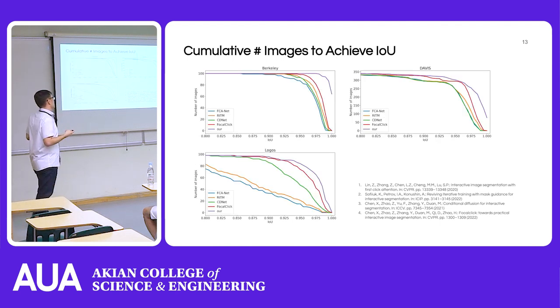The next metric is the cumulative number of images to achieve certain intersection over union values. In these graphs, a higher graph corresponds to a better performance of the method. And as you can see, on all those three data sets, our method outperforms these methods.